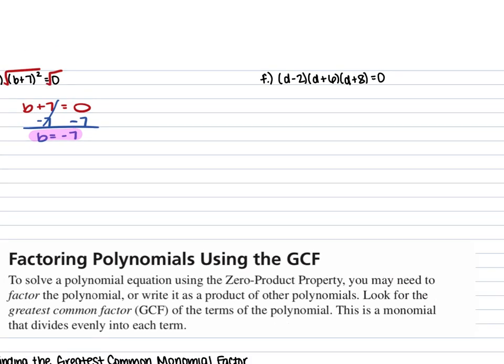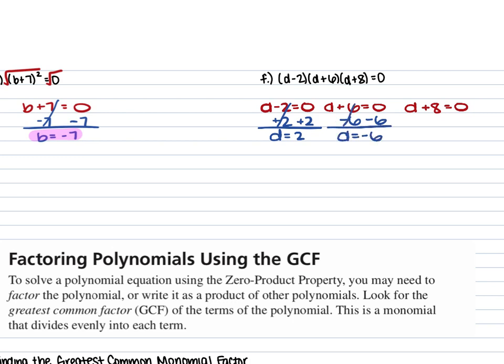For example F, we have d minus 2 times d plus 6 times d plus 8 is equal to 0. So we're going to separate this. We're going to have d minus 2 is equal to 0, d plus 6 is equal to 0, and d plus 8 is equal to 0. The d minus 2 is equal to 0. We add 2 to both sides. We get d is equal to 2. The d plus 6 is equal to 0. We're going to subtract 6 from each side, and we get d is equal to negative 6. For d plus 8 is equal to 0, we subtract 8 from each side, and we get that d is equal to negative 8. So we have d is equal to 2, d is equal to negative 6, and d is equal to negative 8.